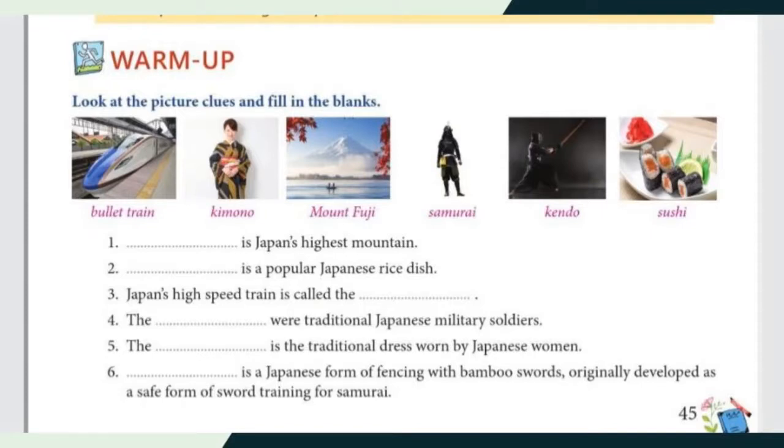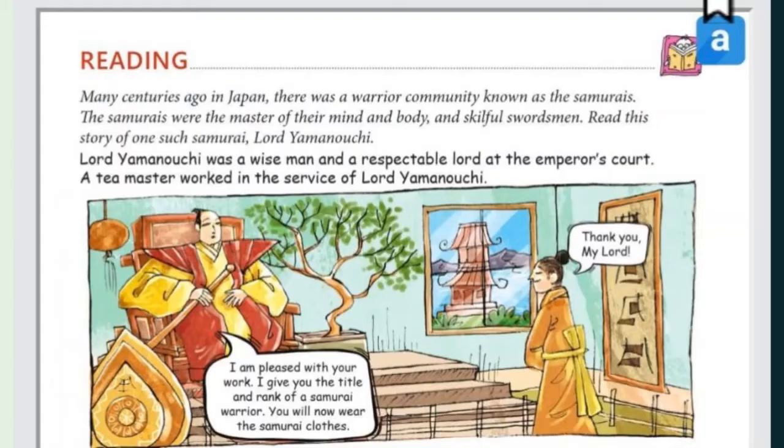Before going to see this story, let's do the warm-up exercise. That is, look at the picture clues and fill in the blanks. Look here, on page number 45, there is a warm-up exercise. They have given some picture clues and some sentences also. We should read the clues properly and then read the sentences properly. After that, write the answers in the correct sentences. So this is the warm-up exercise. Do it yourself.